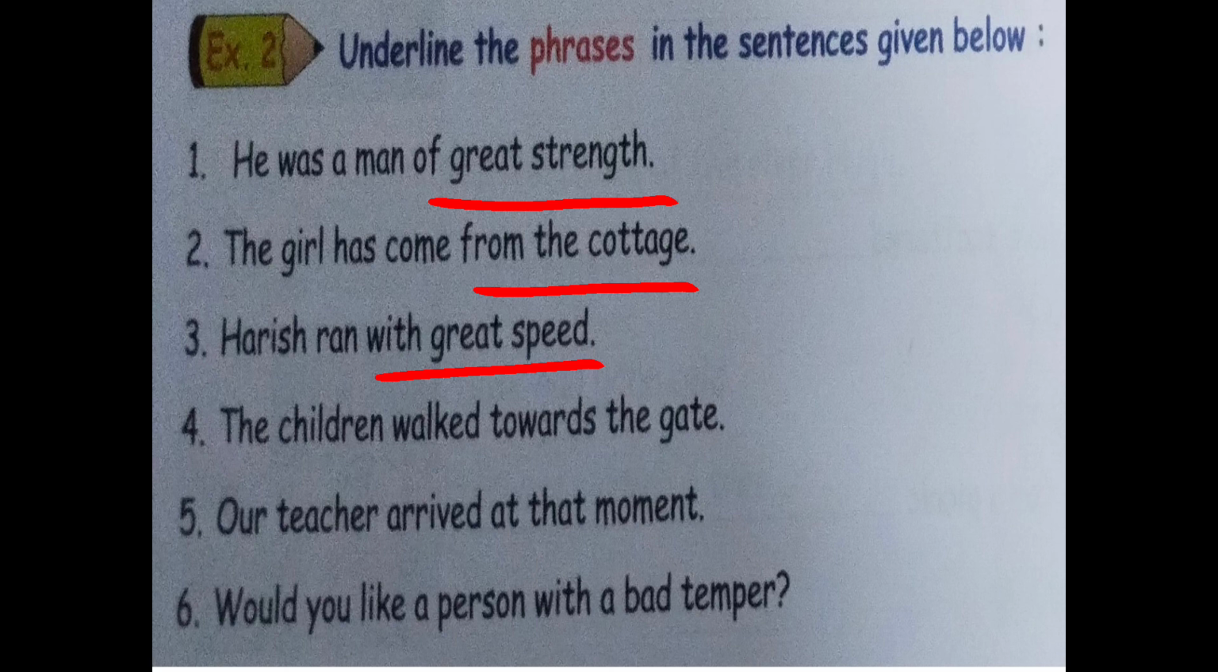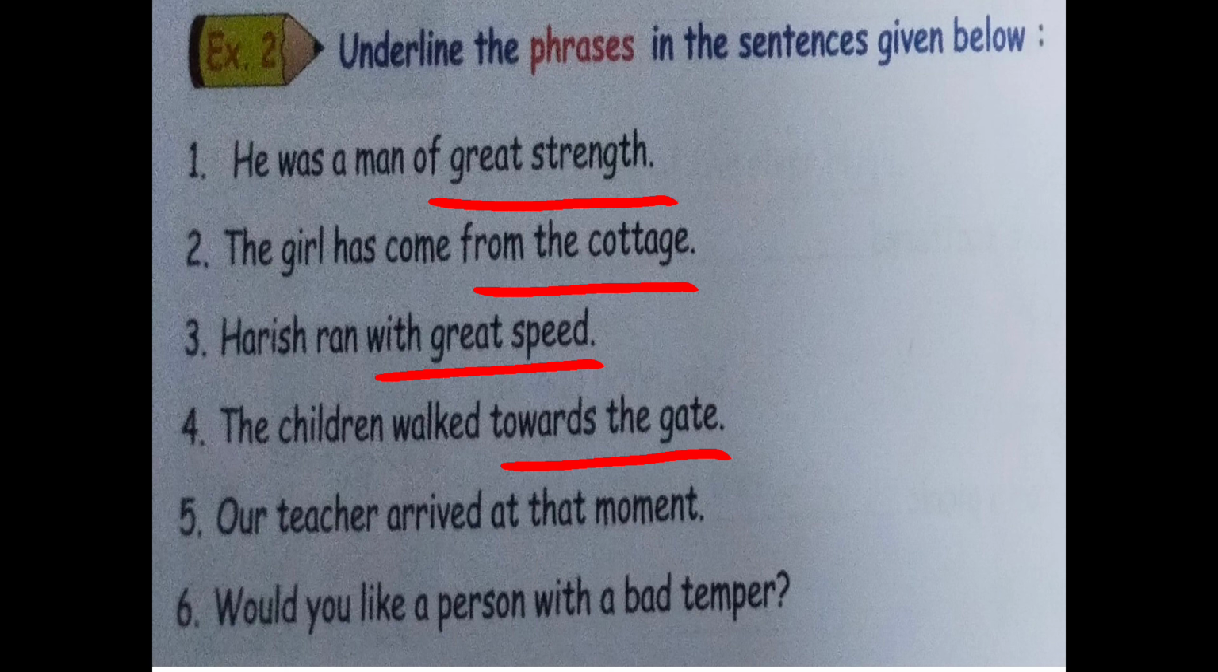Okay, now next see sentence number 4. The children walked towards the gate. So now tell me which is the verb here. Walked, action word, now walked. So which will be the phrase after the verb? The children walked, phrase will be towards the gate.